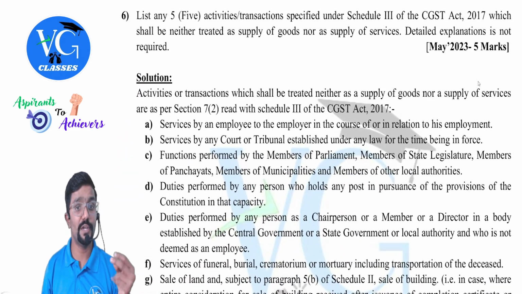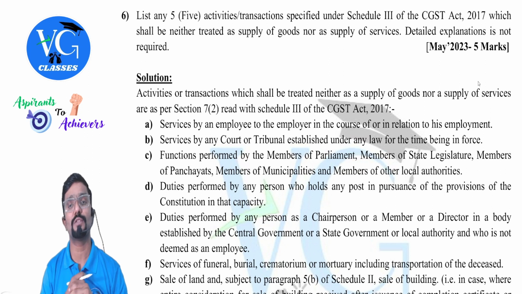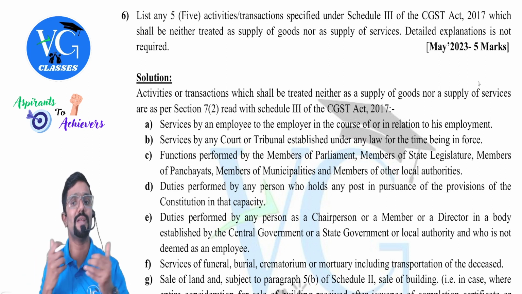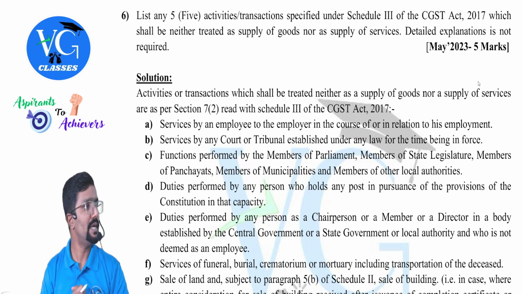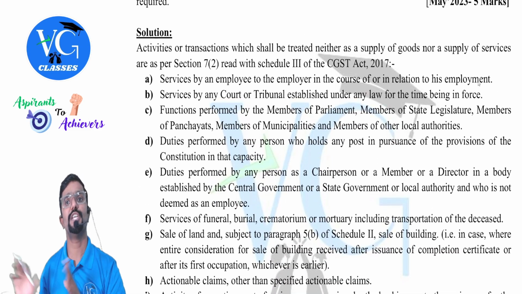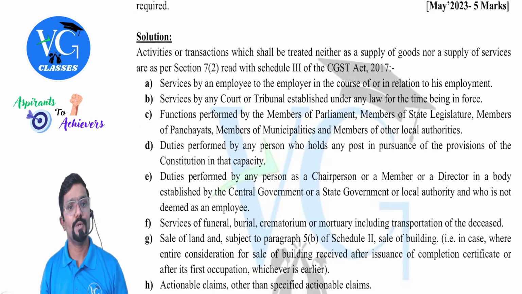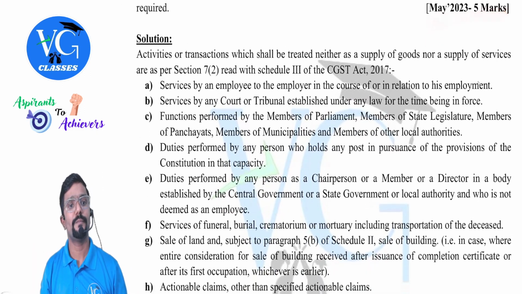Next, you can observe, even on Schedule 3 a question is asked: list any 5 activities or transactions specified under Schedule 3 of the CGST Act 2017, which shall be neither treated as supply of goods nor supply of services. Detailed explanation is not required. Detailed explanation is not required. Means you just tell which are those covered in Schedule 3. That's all. You can observe, and it is for 5 marks, guys.